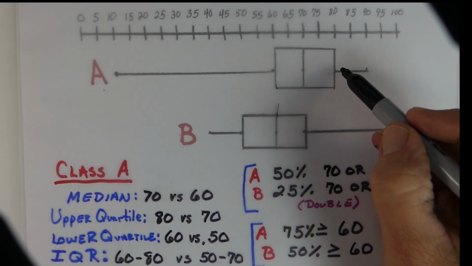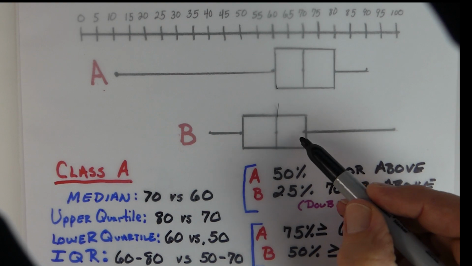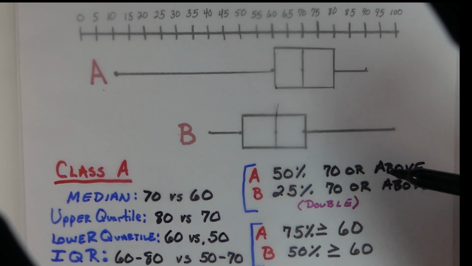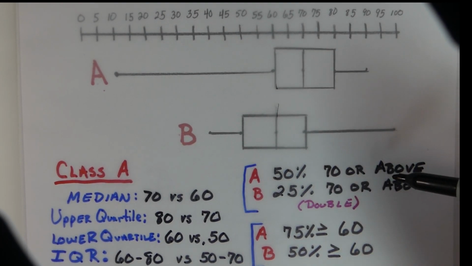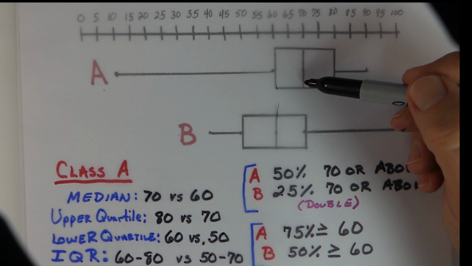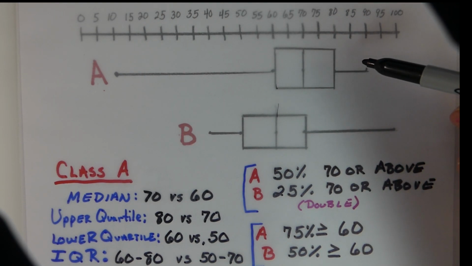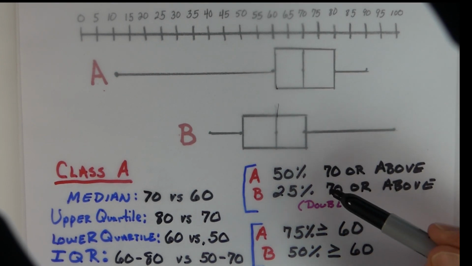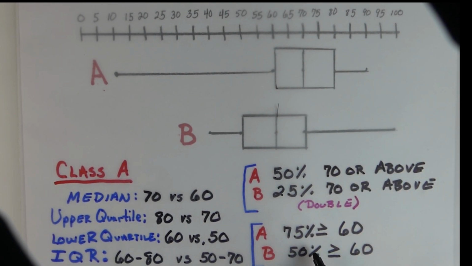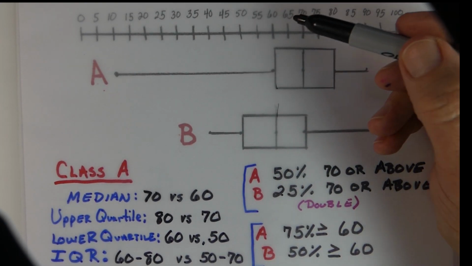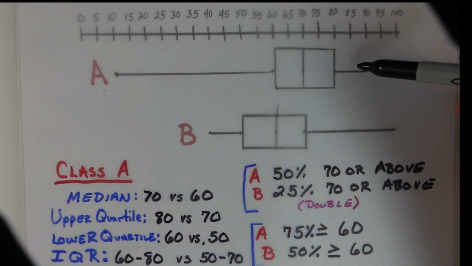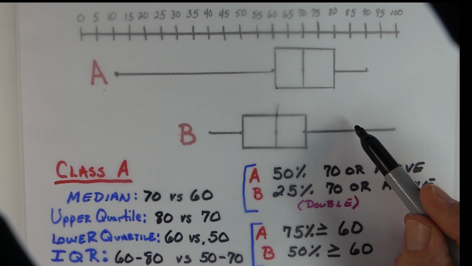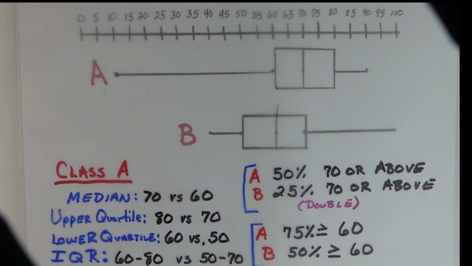Now, both of them had the same inner quartile range, but you can see how class A's inner quartile range is a little bit further to the right, which means those are higher. Where you really get a good bang for your buck is looking at some other stuff. If we look at, for example, the score of 70, for class A, 50% of the people had a 70 or above, but class B only had 25%. That's double the amount. If we look at, say, the score 60, which is kind of like a passing score, 75% of class A had a 60 or above, but only 50% of class B. So all those look really good for class A.